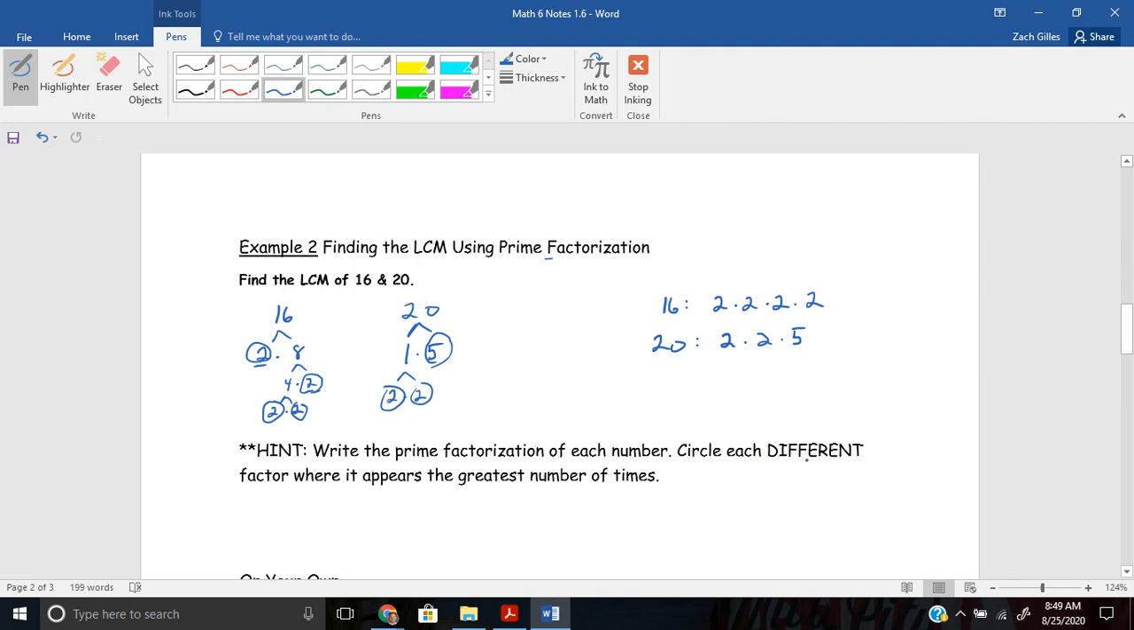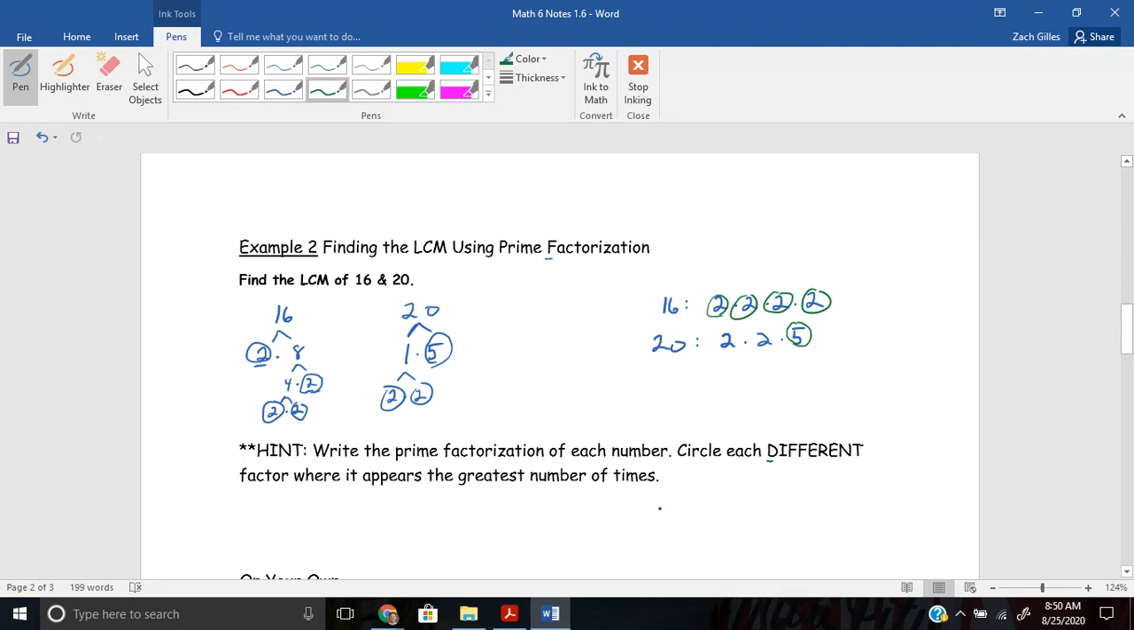Next, circle each different factor where it appears the greatest number of times. So my first factor that I have is 2. And where does 2 appear the greatest number of times? So in 20, it appears 1, 2, twice. In 16, it appears 1, 2, 3, 4 times. So I'm going to circle it there because it appears here the greatest. I have another different factor, which is 5, and it just appears once here, so I'll circle it one time.